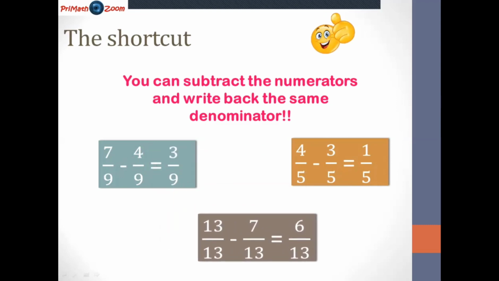Here, the same with 13/13 minus 7/13. So we'll subtract the numerators from each other, or find the difference of the numerator, and given that the denominator is the same for both, we subtract 7 from 13 to give us a difference of 6, and we write back the same denominator. And this will give us a fraction of 6/13.